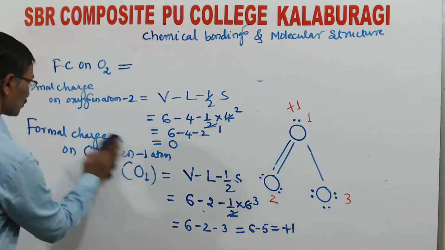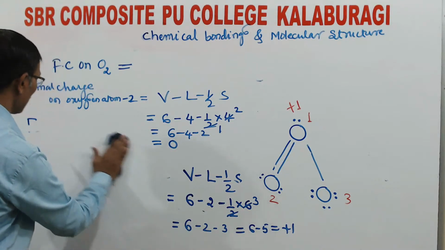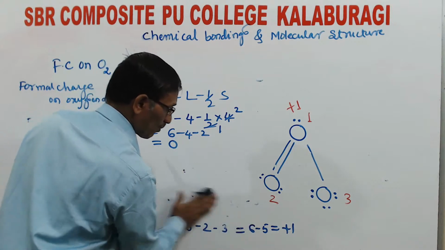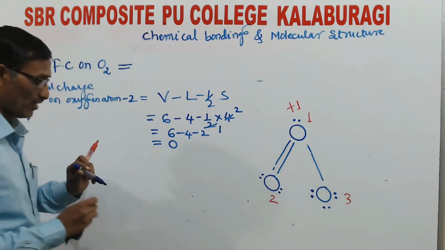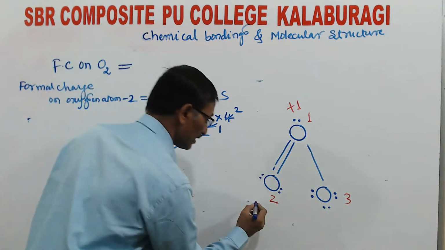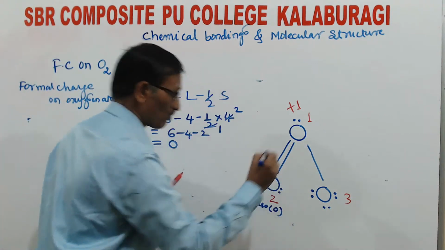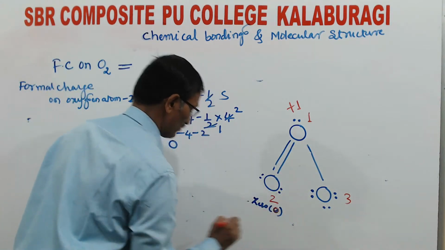Now what did we come to know from this? The formal charge on the second oxygen atom is 0. Here I am writing 0. Okay, now you can take 0.